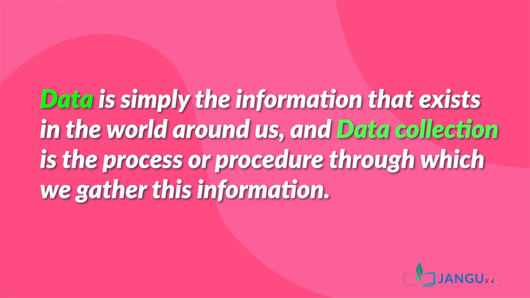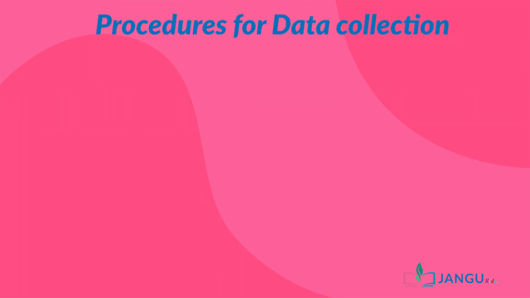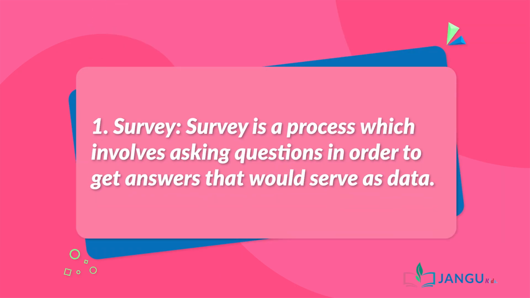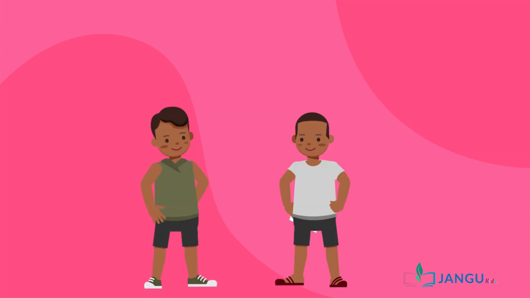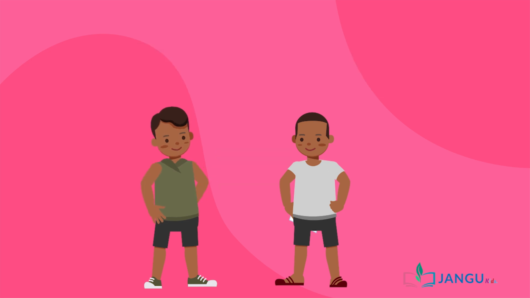Now, in order to collect data, we can make use of a number of procedures, which include 1. Survey. A survey is a process which involves asking questions in order to get answers that will serve as data. For example, if you want data on how many siblings your favorite classmate has, you could simply just ask him or her orally or in writing.